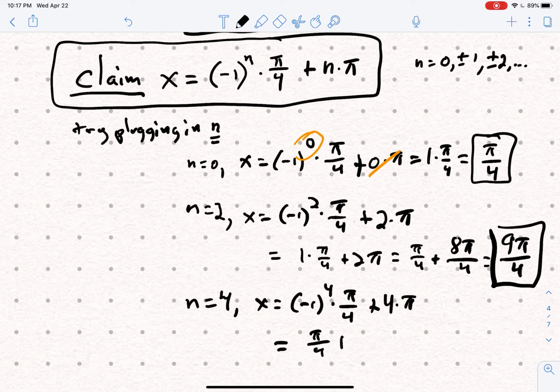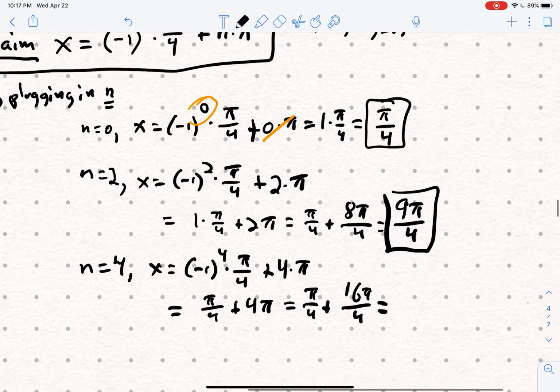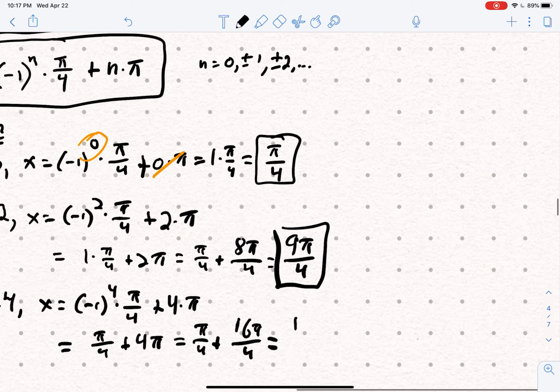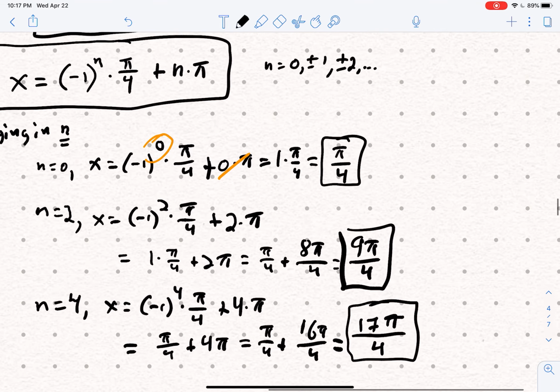So that's pi over 4 plus 4 pi. And when we add those two together, we get pi over 4 plus 16 pi over 4. And that altogether gives us 17 pi over 4. I hope that's a familiar looking number. I'm pretty sure it was one of the ones that we came from before.